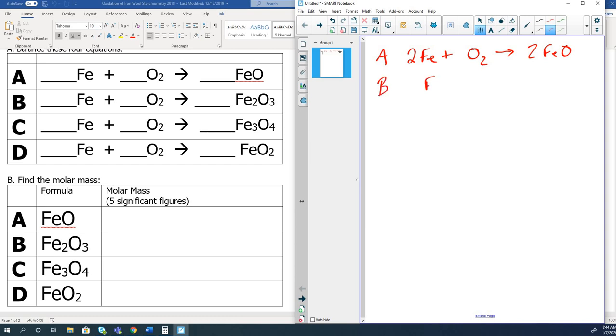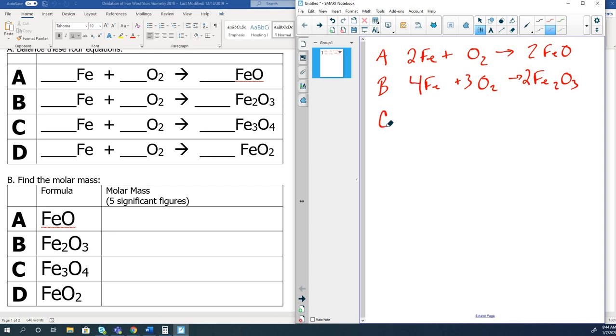What do we put in front of the Fe? Okay, in front of the O2. 3. And in front of the Fe2O3. Okay, so we missed something. 4. 4, there we go.